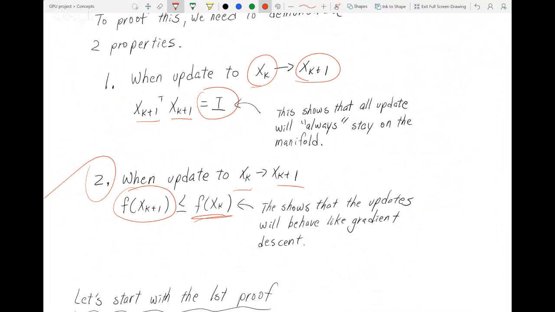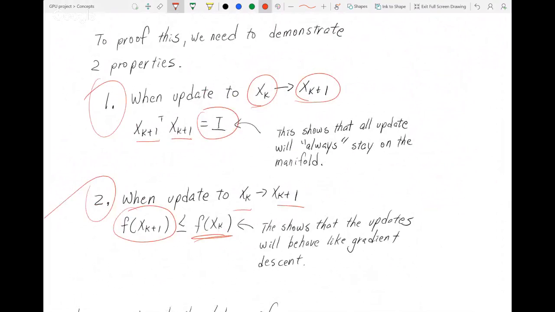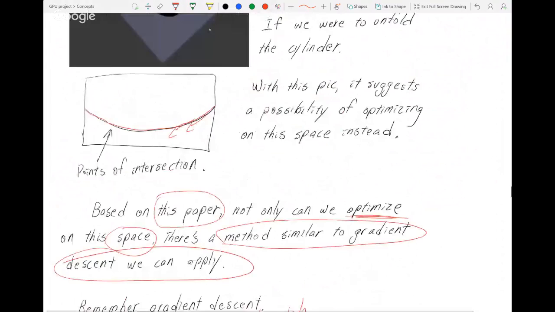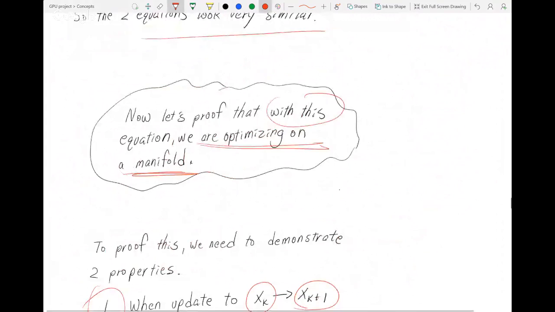So yeah, if these two conditions are met, it essentially says that what we were doing, like this part, right? Optimizing from this perspective. That's what's happening with this equation.